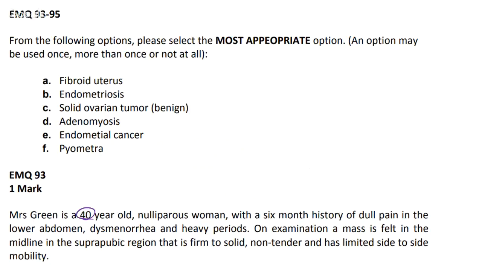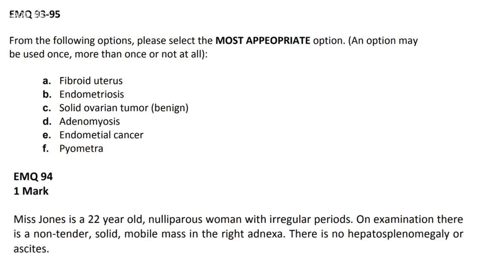So 40 years old, nulliparous, 6-month history of dull pain in lower abdomen, dysmenorrhea, heavy periods. She has a mass in the midline, in the suprapubic region, firm. What do you think she has? Fibroids. Okay. She's only 40 years old. There's nothing else to indicate that she might have a cancer. And fibroids is also the most common cause of menorrhagia and dysfunctional sort of bleed. Well, not necessarily dysfunctional bleed, but menorrhagia definitely in this age group. So fibroids is probably the best answer.